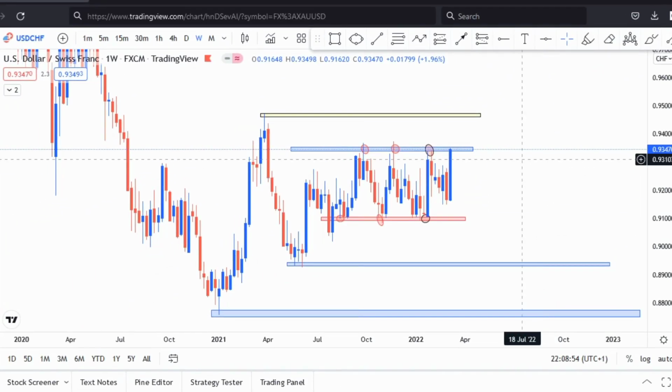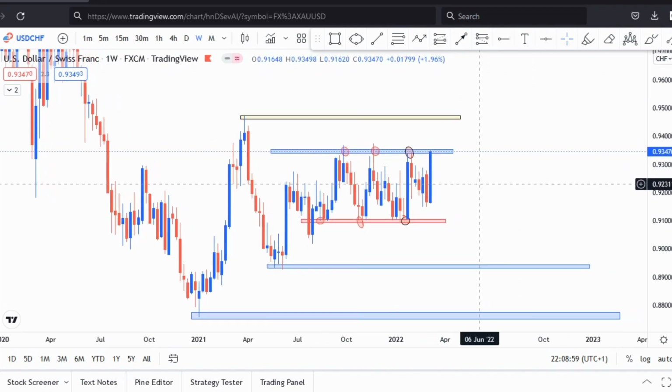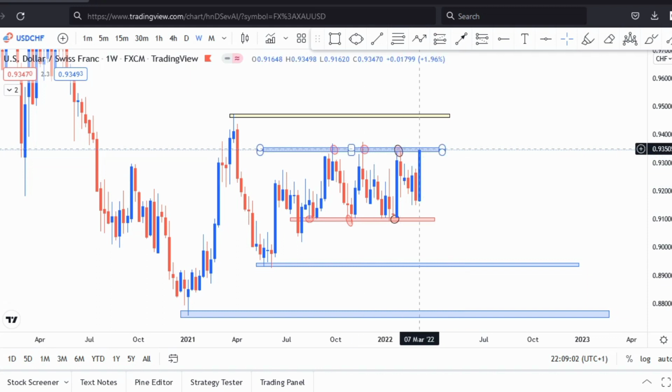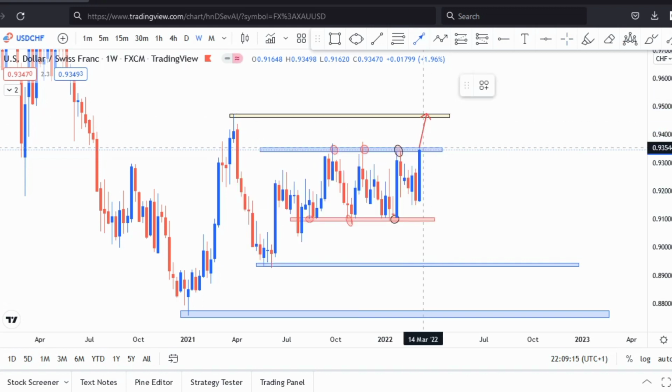So for USD Swiss franc, again, we start from the weekly time frame and work our way down to the 4 hour time frame. Now, as we can see, we are currently at a resistance level here. And so what we'll be expecting is two things: either price breaks this level and then continues to the upside, or to this next resistance level here, or price bounces from this resistance area all the way down to support and possibly break it all the way down as well.